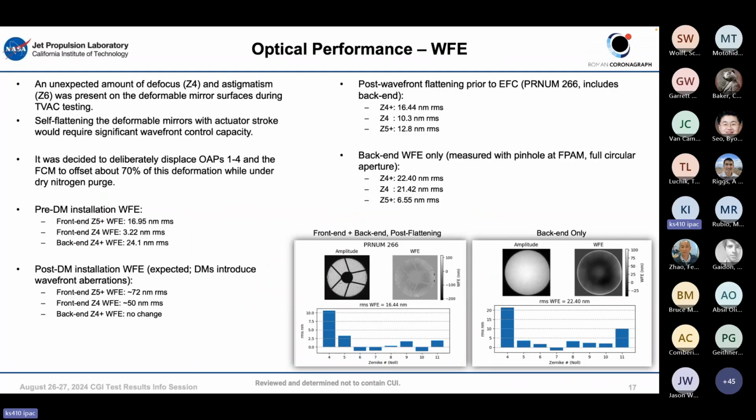So for the optical performance and wavefront error, we had a couple of different steps in the testing of the optical subsystem.